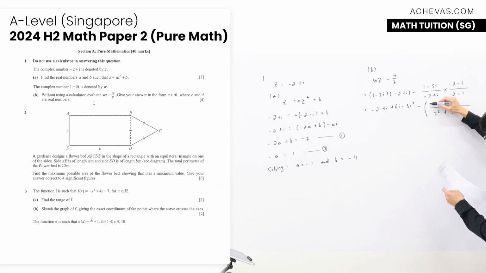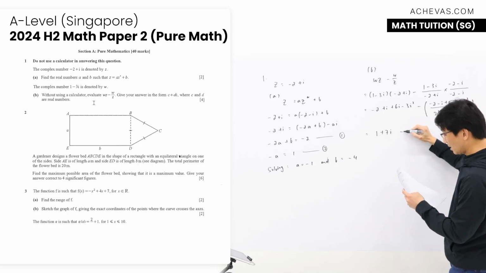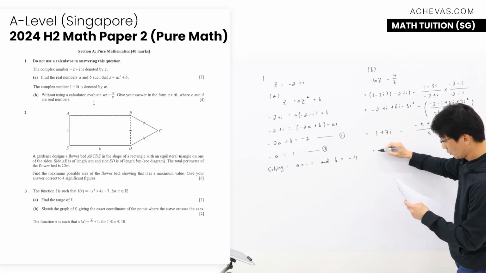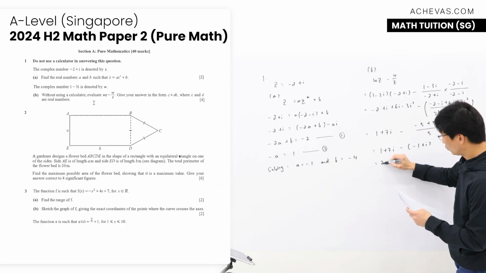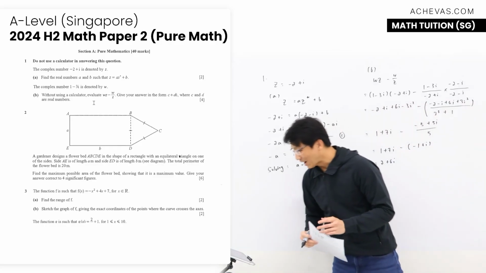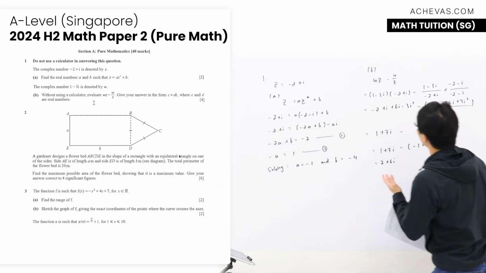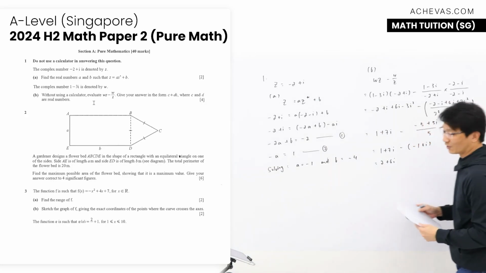For the numerator, we get -2 - i + 6i + 3i². Let's further simplify this. I will end up with (1 + 7i) - (5 + 5i)/5, which will be 1 + 7i - 1 + i = 2 + 6i. Even though this question did not allow us to use our calculator, during our exam we can just use our GC to do a quick check to see whether our algebraic manipulation is correct or not.